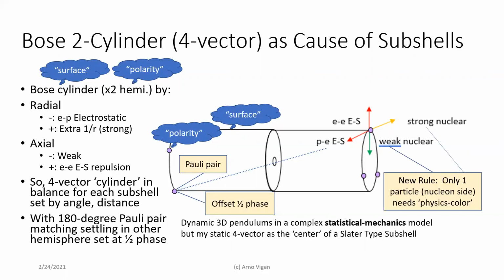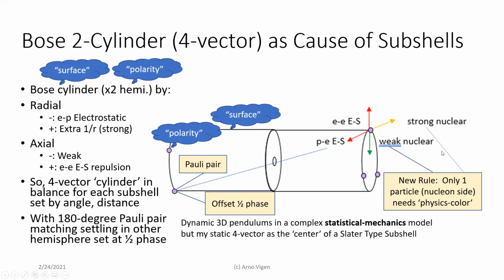So the radial forces are inward, electron-proton electrostatic force, opposites attract. But an extra 1/r, which I interpret as the strong nuclear force, as radial outward. On the axial direction, we have the weak force, which is inward towards the axis. But then you have multiple sets of these electrons, and those provide electron-electron electrostatic repulsion.